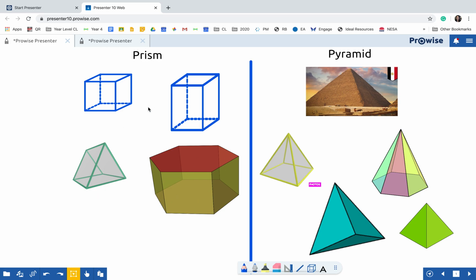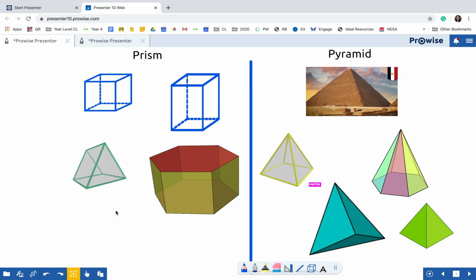Let's jump over to prisms here. And I want you to have a look and try to figure out what the naming system for prisms might be after hearing about pyramids. So pause the video now and make some guesses and then we will come back.